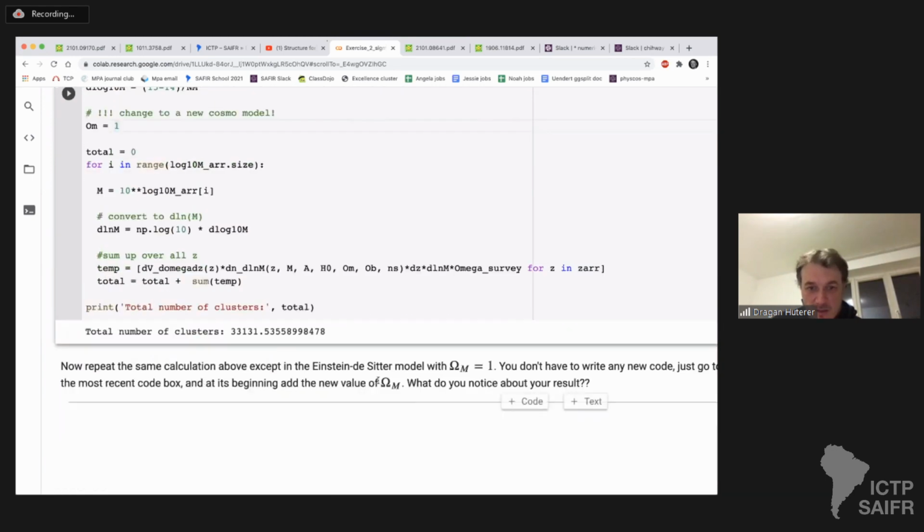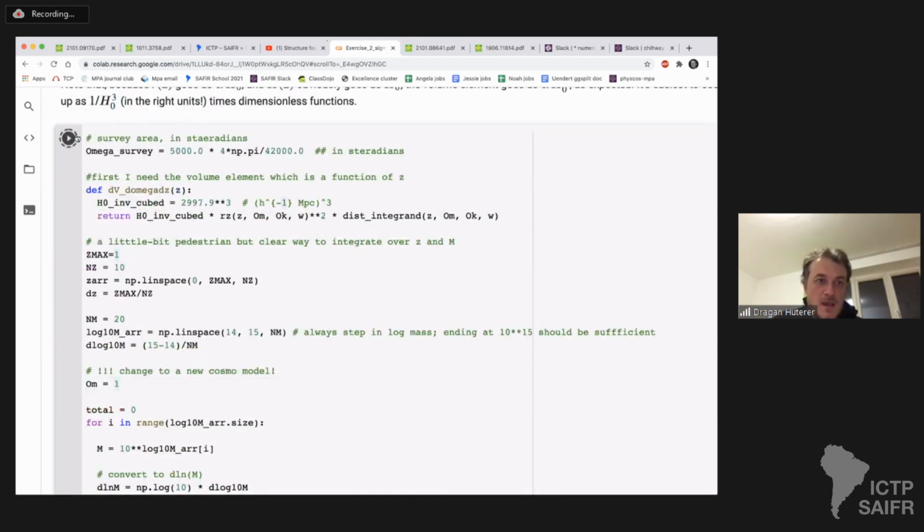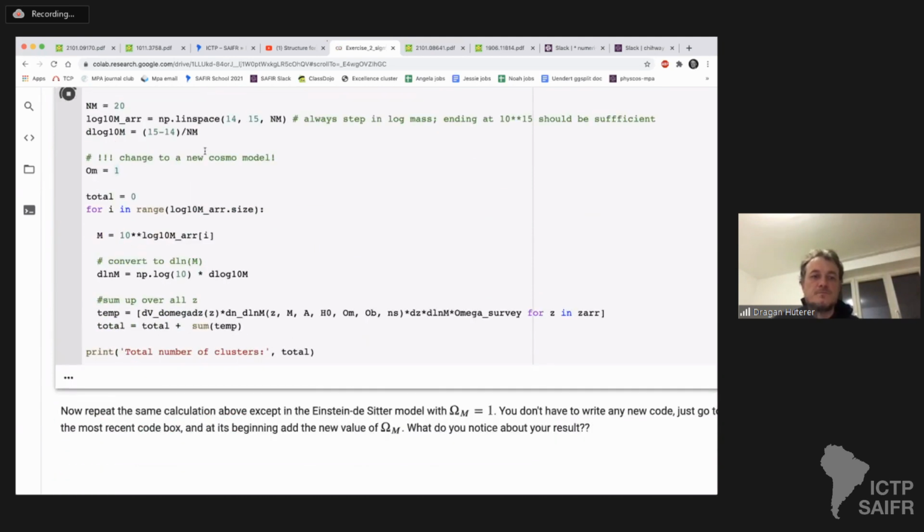So remember, that was 33,000 in lambda CDM. And in omega matter 1, we have to wait for the answer. It's doing this triple integral completely inefficiently. So you realize if you're going to do research with this, you have to speed up your code. And maybe if we have time, we'll talk about basic ways to fundamentally speed up, not to go to a faster machine, but to really fundamentally speed up the code. We'll talk about that. But for now, we are expecting 810,000 clusters.